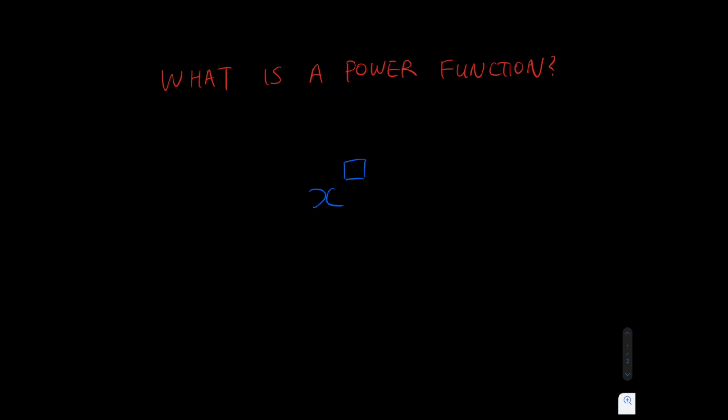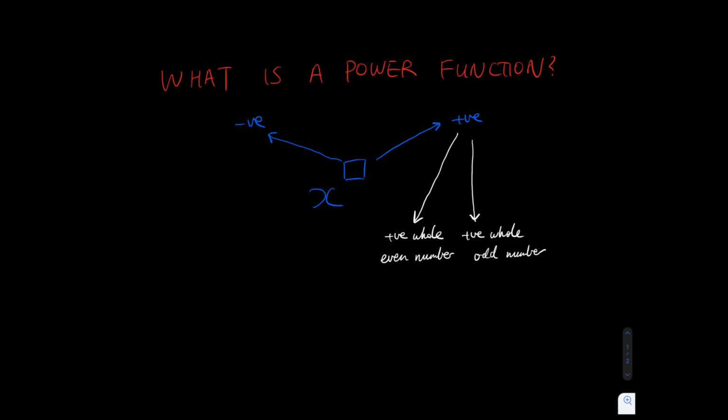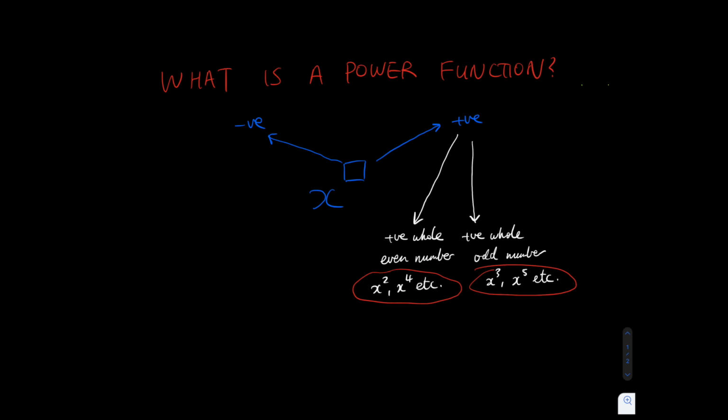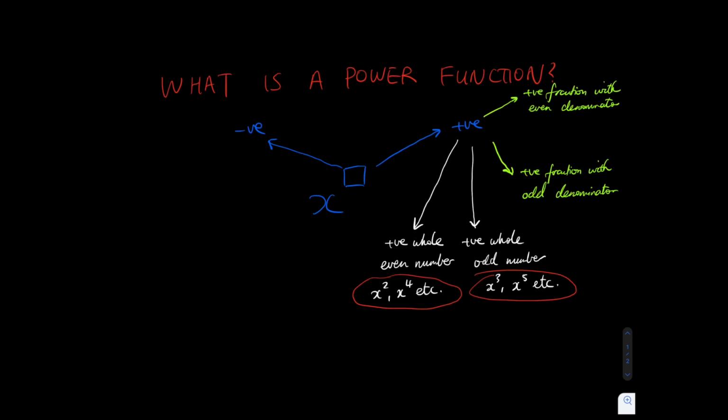To make things easier for you, we'll go through the main categories of power functions. So firstly, the power could be positive, it could also be negative, but we'll focus on the positive for now, and I'll talk about the negative towards the end of the video. So, with the power being positive, it could be a positive whole even number, or a positive whole odd number. You see some examples on your screen right now. Now we could also have a positive fraction with an even denominator, or a positive fraction with an odd number denominator.